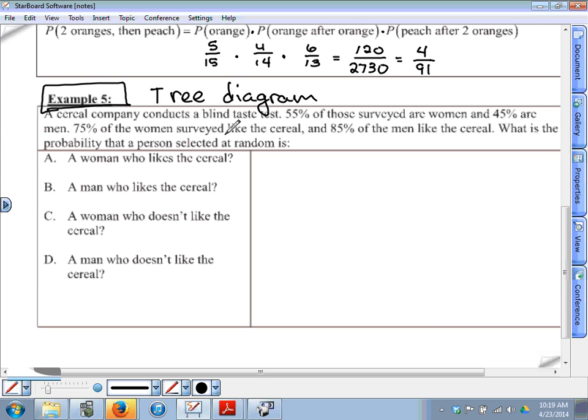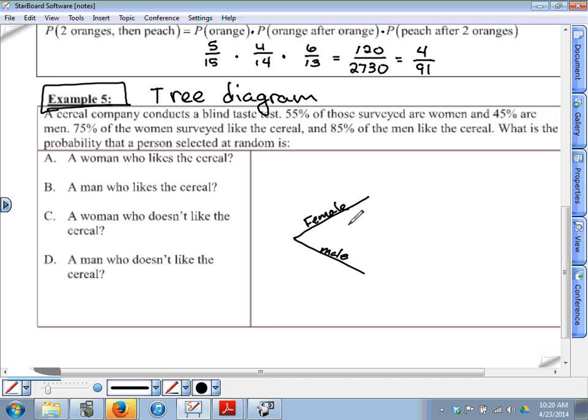There was a taste test. 55% were women, 45% were men. So there's the first branch of our tree. If somebody was chosen at random from the people surveyed, what's the chance they were a girl? 55% of them were girls, 45% were men. So there's the first branch off. So we have female, male.